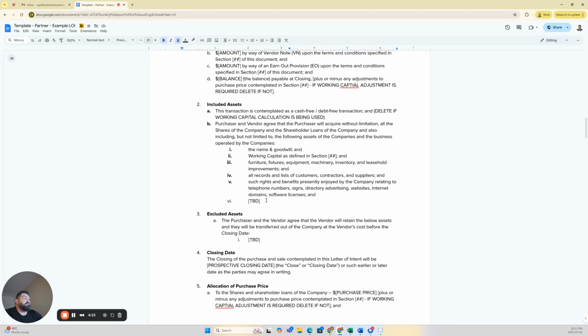This is your allocation of your purchase price. So how much of this is going towards goodwill? How much of it's going towards working capital? How much of it is going towards the furniture, fixtures, and equipment? You could also allocate it towards lists. There's a whole bunch of different ways you could allocate the purchase price. You could even allocate it to the non-compete, or you could allocate it to... what's it called?